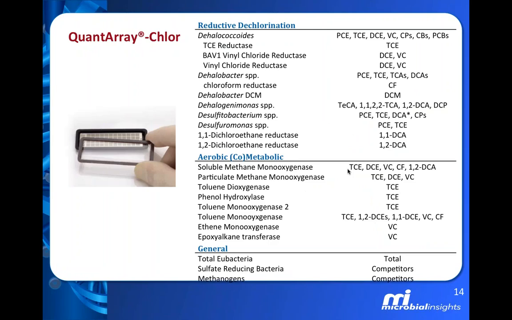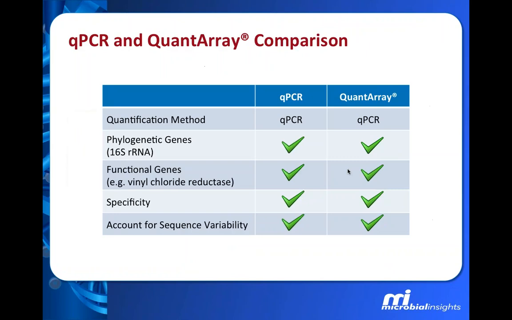So here I've shown the quant-array chlor that's designed for chlorinated solvent sites, and many of you have used this. The quant-array chlor allows simultaneous quantification of specific microorganisms and functional genes for our major mechanisms. We can look at reductive dechlorination and aerobic co-oxidation, but it also gives us the quantification of potential inhibitors like sulfate-reducing bacteria and methanogens. Overall, it allows the user to assess the potential for biodegradation of a broad range of chlorinated compounds. We're looking at chlorinated ethenes, ethanes, chloroform, chlorinated benzenes, and even chlorinated phenols.